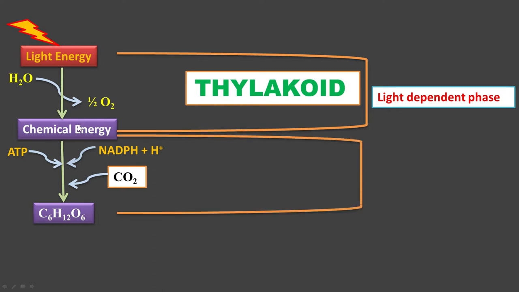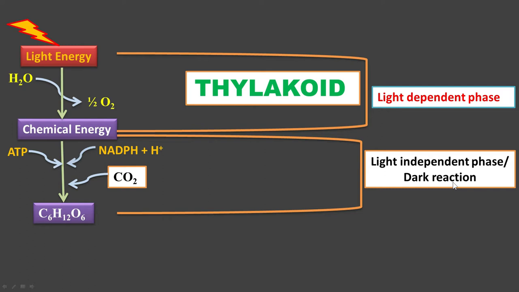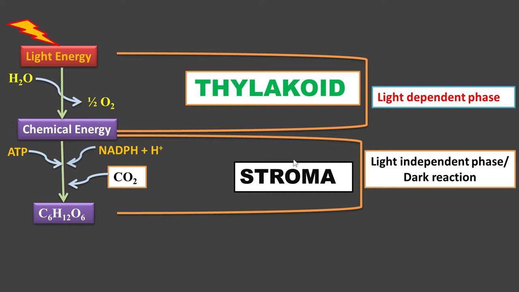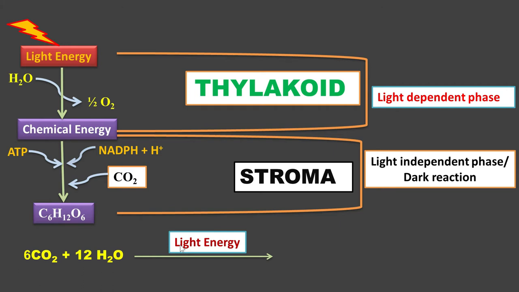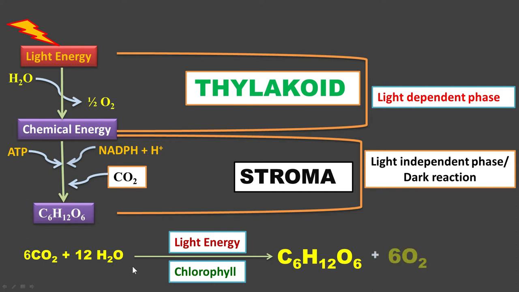The phase in which chemical energy is converted into carbohydrate is called the light independent phase or dark reaction, which takes place in the stroma of the photosynthetic apparatus, that we know as the chloroplast. Six molecules of CO2 and 12 molecules of water are utilized by the plant, in which light energy is required, and this light energy is absorbed by chlorophyll molecules. Six molecules of CO2 are reduced to carbohydrate, and 12 molecules of water are photooxidized to produce 6 molecules of oxygen.